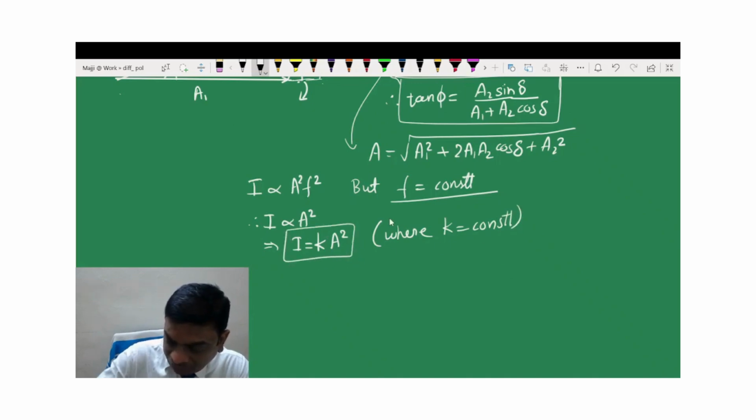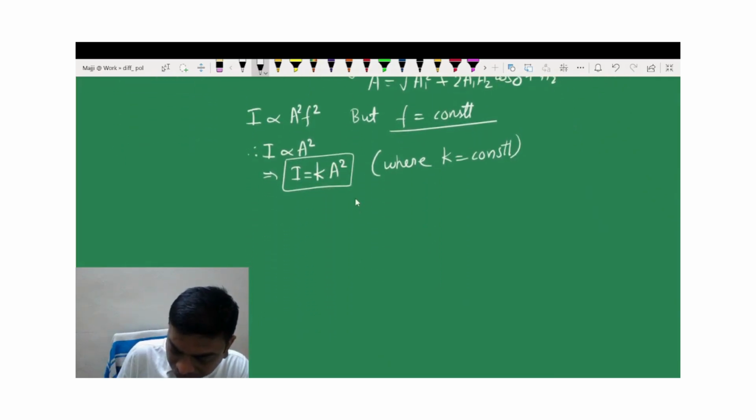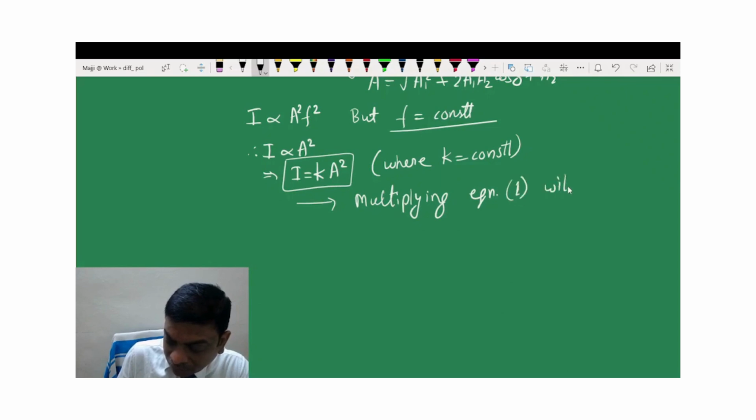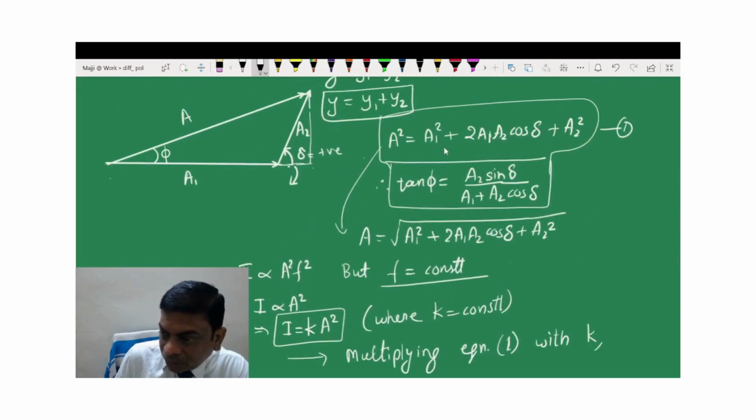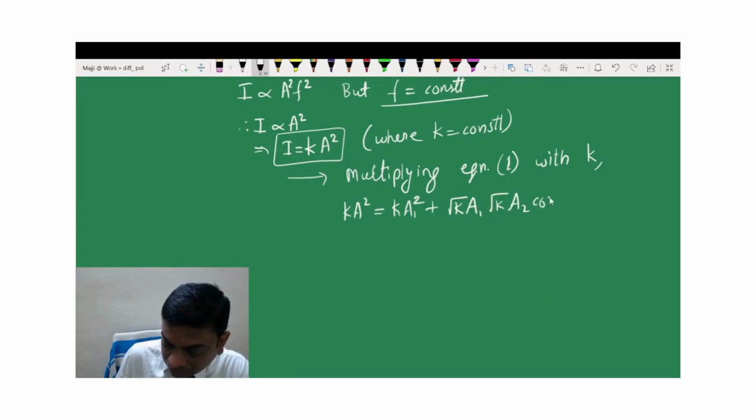Okay. So I'll number this as equation 1. If we multiply equation 1 with k, we get, you can see here, k A square, etc. So we'll be getting k A square is equal to k a1 square plus, here I'm writing k as root k into root k, and k a2 square.